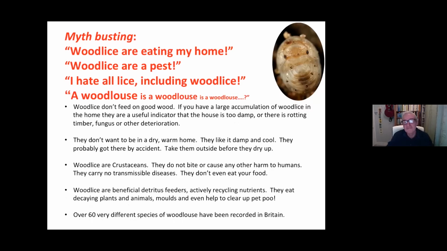So to just get that out of the way, woodlice don't feed on good wood. They're not eating your furniture unless your furniture's already rotting. If you've got a large accumulation of woodlice in the home, maybe that's a good indicator that your house is too damp, or you've got an area where something's rotting that has attracted them and enabled them to reproduce and multiply. So if there's perhaps fungi or rotting timber somewhere, or just some damp areas, then you may accumulate woodlice. If you get rid of those damp areas, then you'll get rid of your woodlice. They don't really want to be there particularly. And if they do persist, then they want to get out. So do help them out.